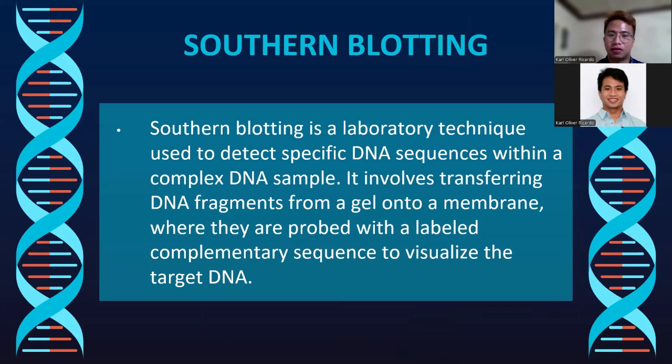Okay, so Southern blotting is a method used by scientists to find a specific DNA sequence in a sample that contains many different fragments. It's a laboratory technique. So what happens here? First, it involves the transfer of DNA fragments from a gel onto a membrane, where they are probed with a labeled complementary sequence to visualize the targeted DNA.